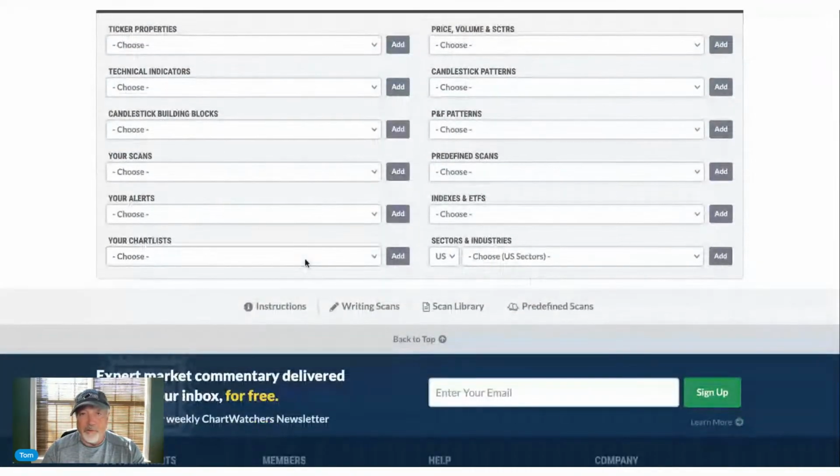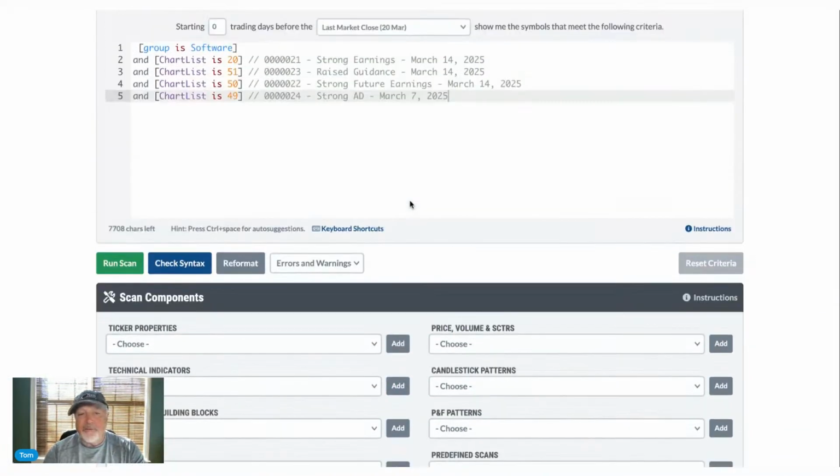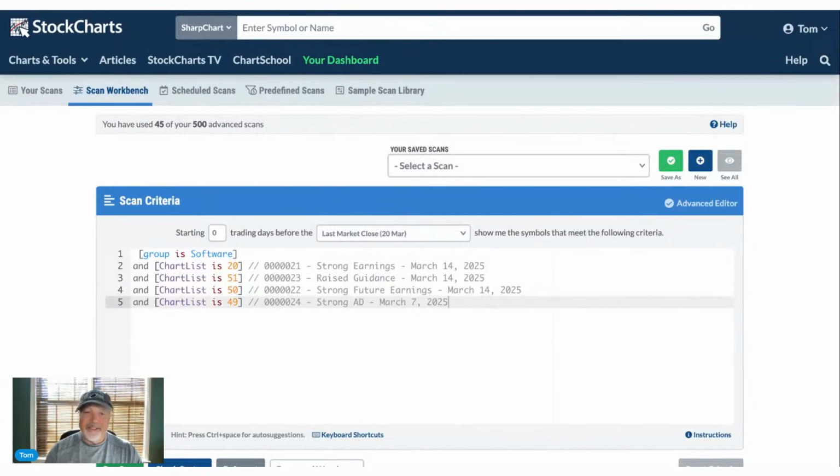If software was a group I was all of a sudden interested in, I could go in and say, okay, let's take a look at the strong earnings. We'll add that. Another chart list that we might be interested in is raised guidance. We'll add that. Maybe strong future earnings, that would be another one. We certainly could add that. And then maybe let's do the strong AD. So we add that. So let's just say these are the 4 chart lists that I wanted to run to see what software stocks are included in these groups.